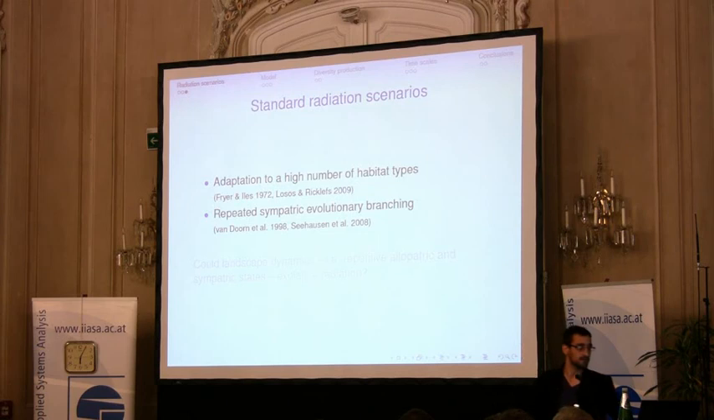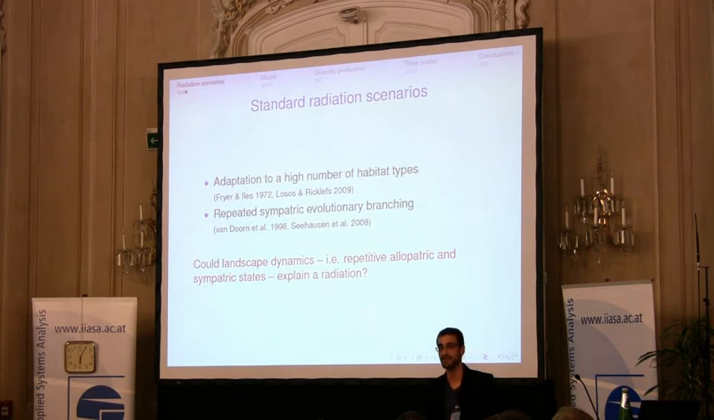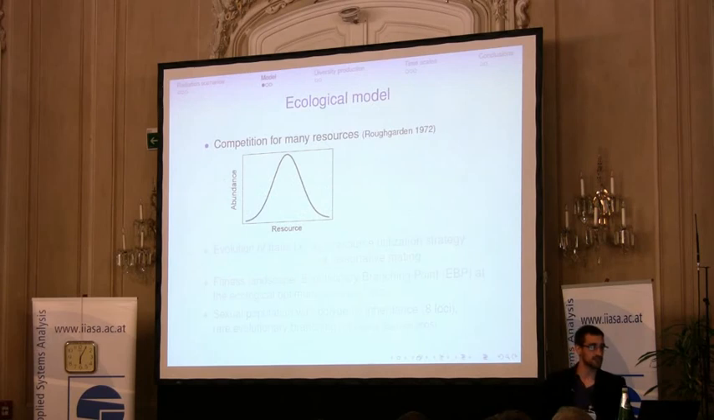So I ask the question: could the landscape dynamics of the Great African Lakes, defined as the repetitive alternation between allopatric and sympatric states, explain radiation? To answer this question, I use the following model.